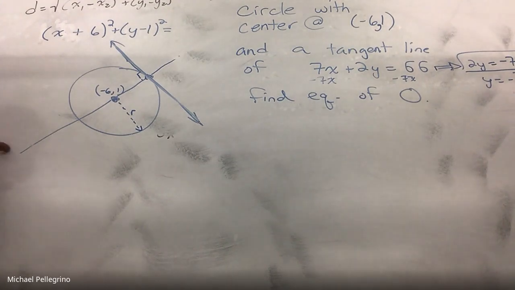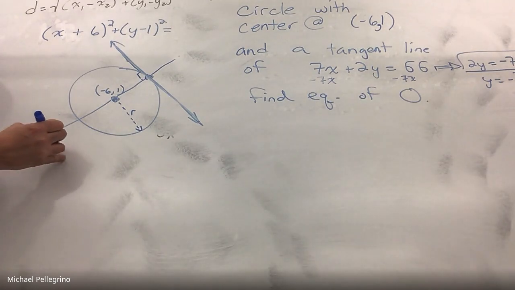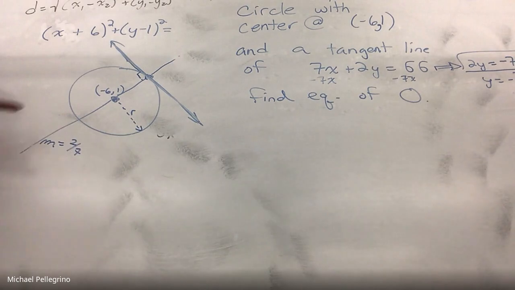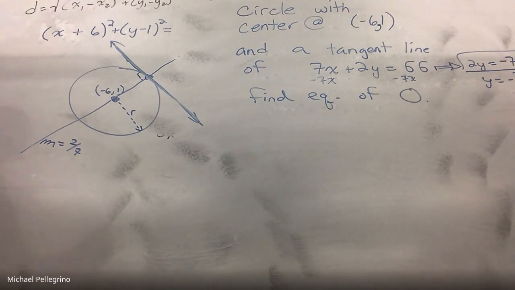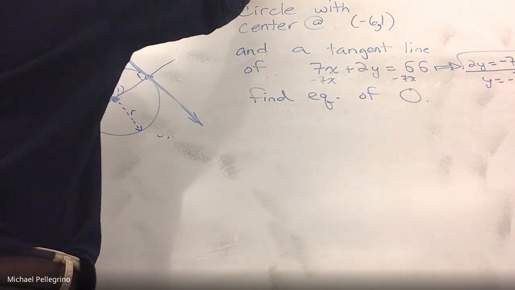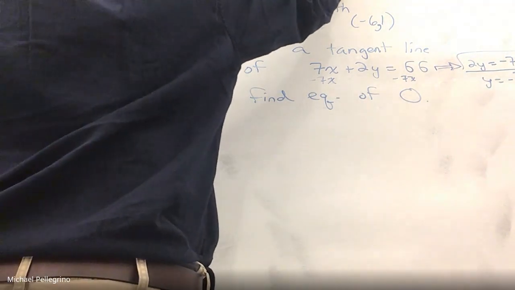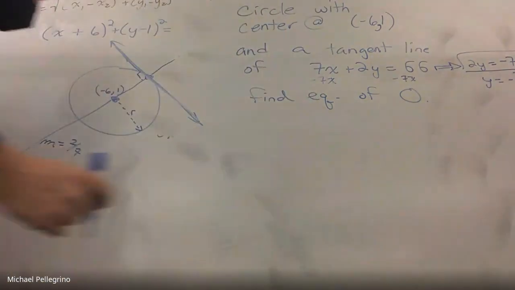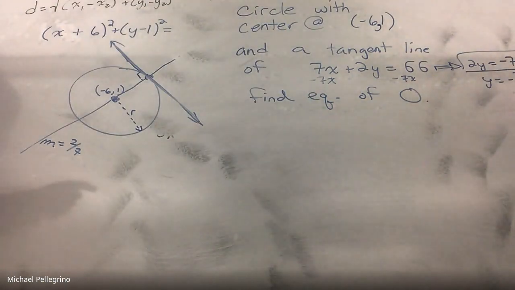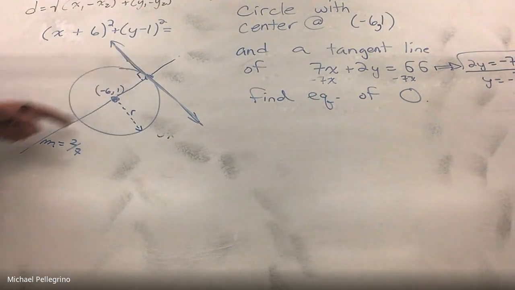So what's the slope of this line? 2/7, right? So now I know a point and a slope. So if I put that into point slope form, I'm gonna write that up here. y minus y1 equals m times x minus x1. I can come up with an equation for this one.